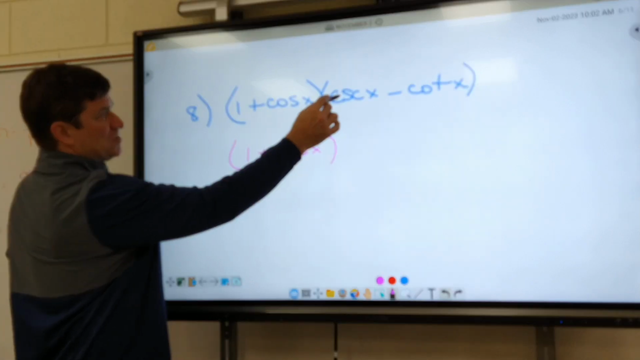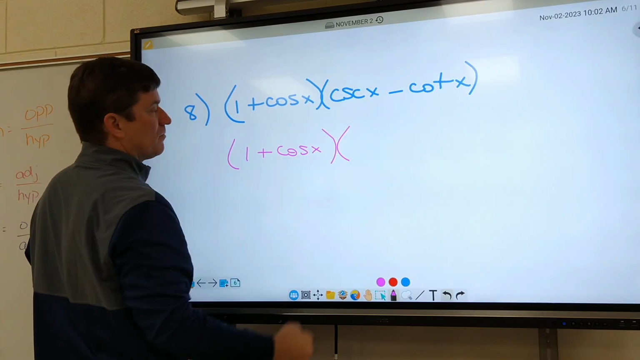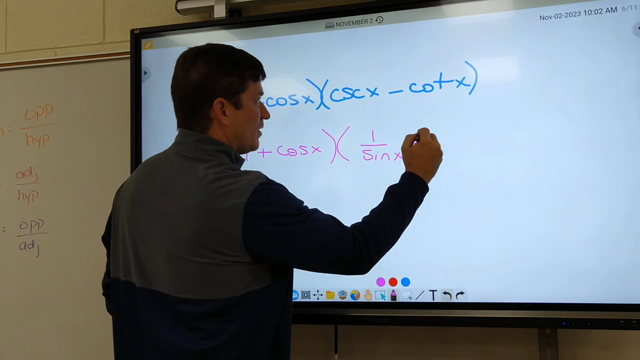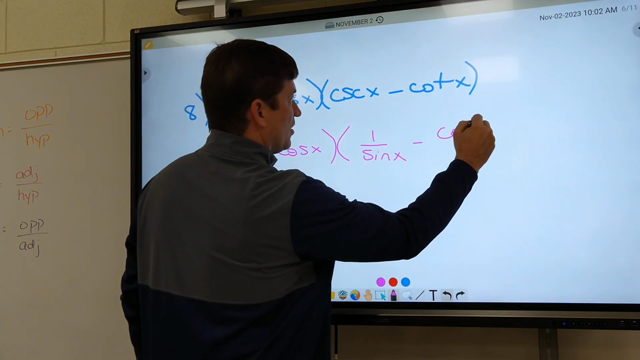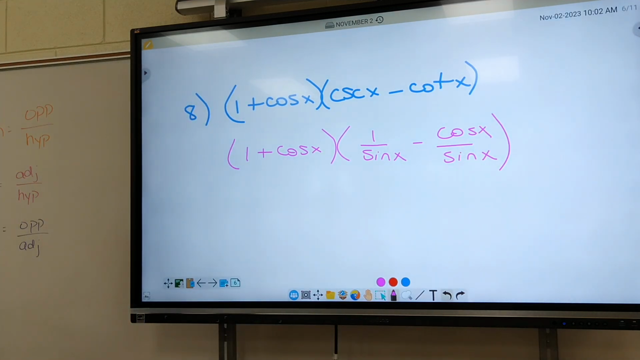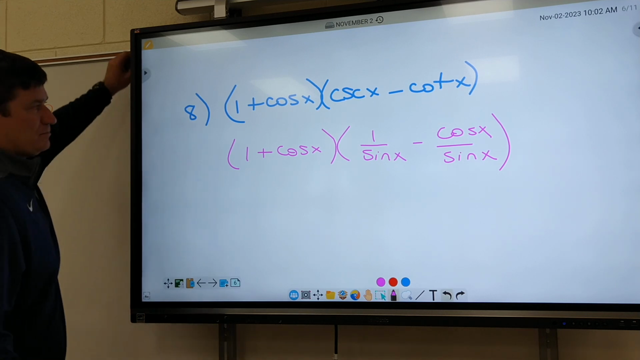All right, Katie, what do I change cosecant x into? 1 over sine. Cotangent changes into cosine over sine. All right, so you know that you need to go through and change everything that you can change. So now let's FOIL it out.